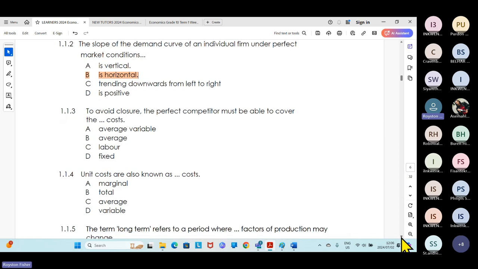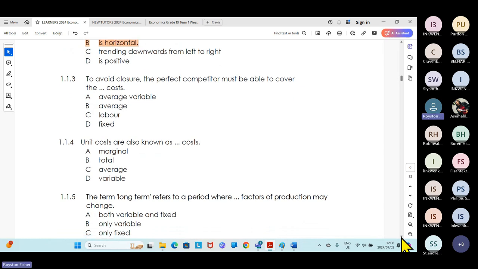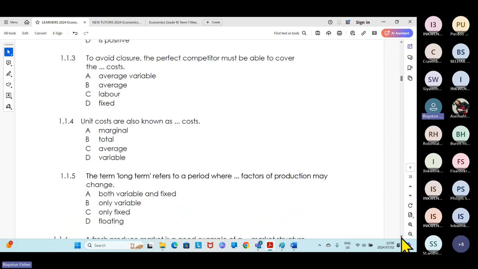Moving on, 1.1.3. I just need to acknowledge the schools that quickly gave the answers. I do apologize. So 1.2, Buren said B, correct. Inkulwesi, B, that's correct.